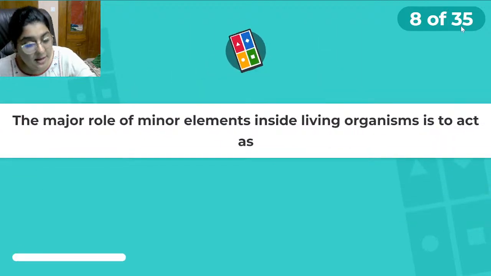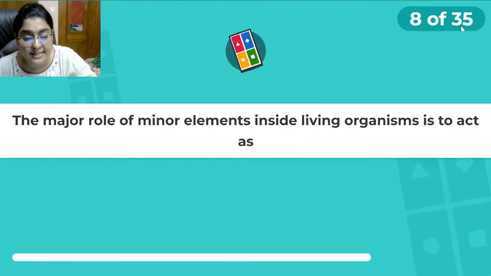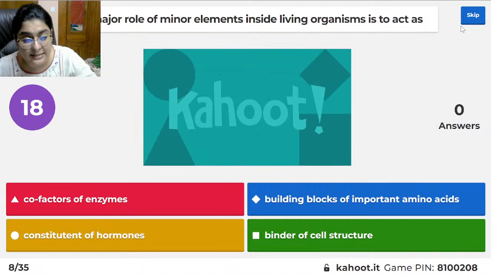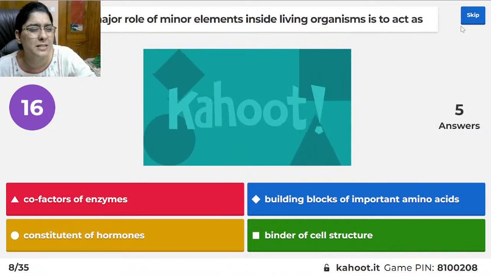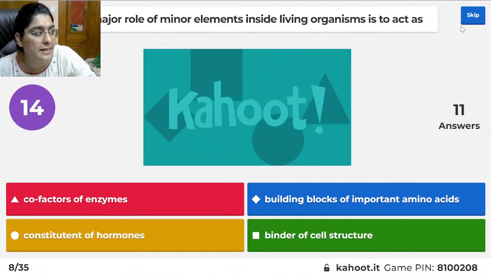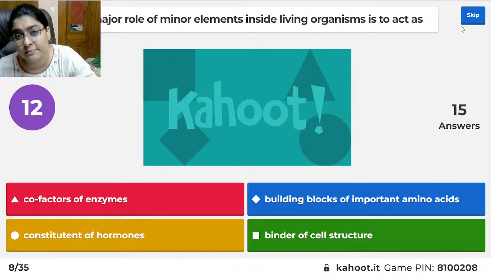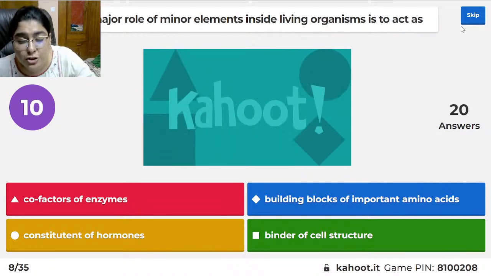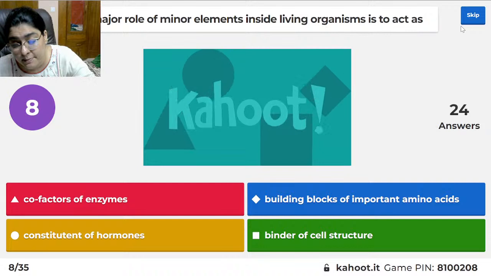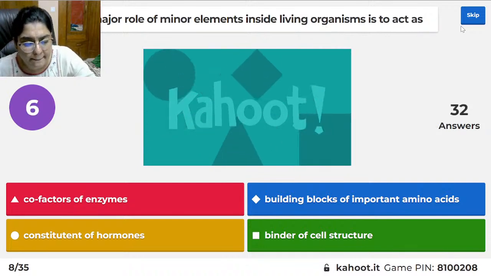Cool. The major role of minor elements inside living organisms is to act as minor elements like manganese, minor elements like boron, nickel. These small elements, especially in a plant body, what role do they play?